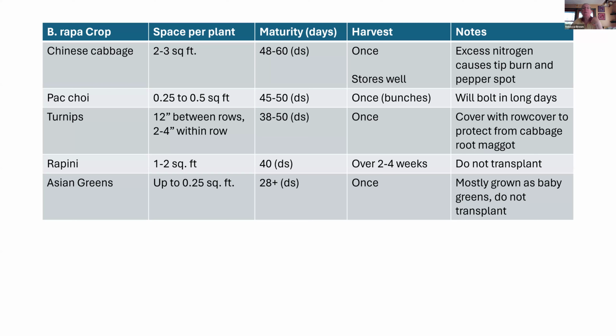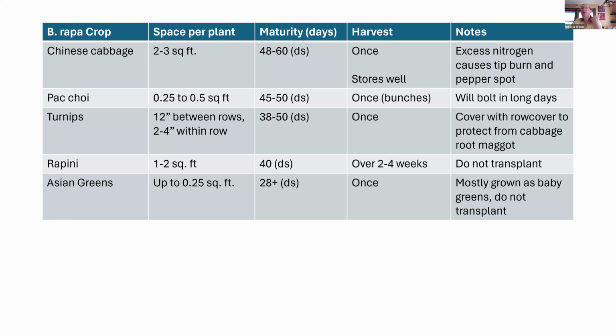Turnips are grown for their roots. They're planted at fairly high density. They're pretty easy to grow, except that particularly in the spring, you want to cover them with row cover to protect from cabbage root maggot. And your extension service should be able to provide you with updates on when the cabbage root maggot emerges in the spring. It's a temperature dependent emergence. There are really good models based on growing degree days.